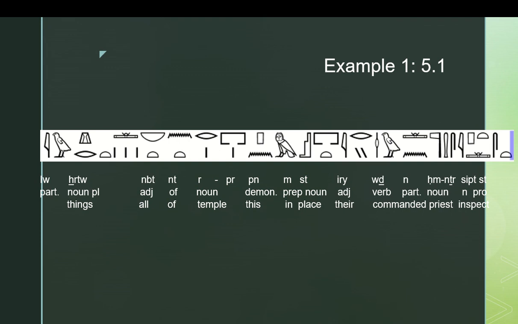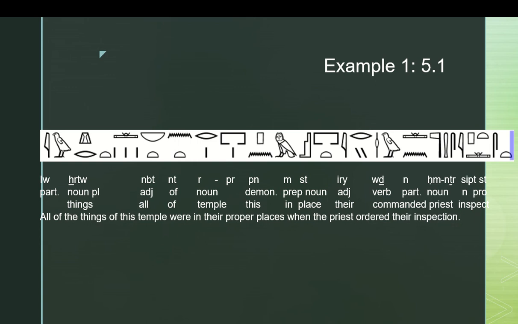When the priest commanded their inspection, in this case, set there is referring all the way back to the beginning to things. So then the completed sentence is, all of the things of this temple were in their proper places when the priest ordered their inspection. That proper places is an idiom. Set iri is proper places. The book goes into a little bit on that briefly when it talks about the usage of iri. This is a reasonably common idiom that you'll see.